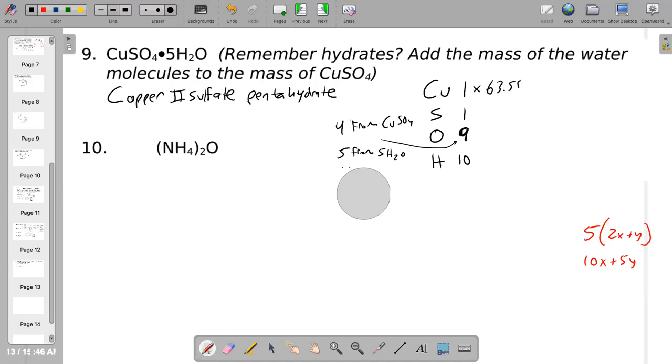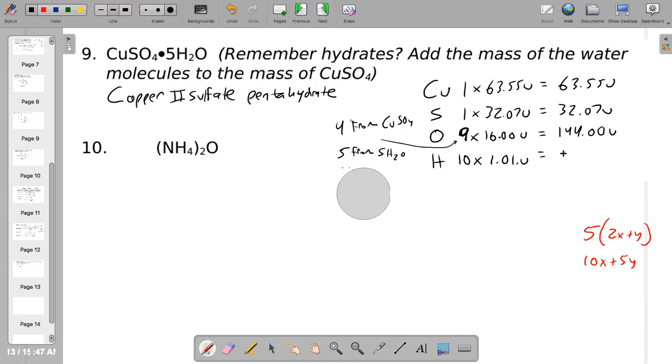Let's see, copper is 63.55. Sulfur is 32.07. Oxygen 16.0. Hydrogen is 1.01. Get rid of that little thing there. The total is 249.72.